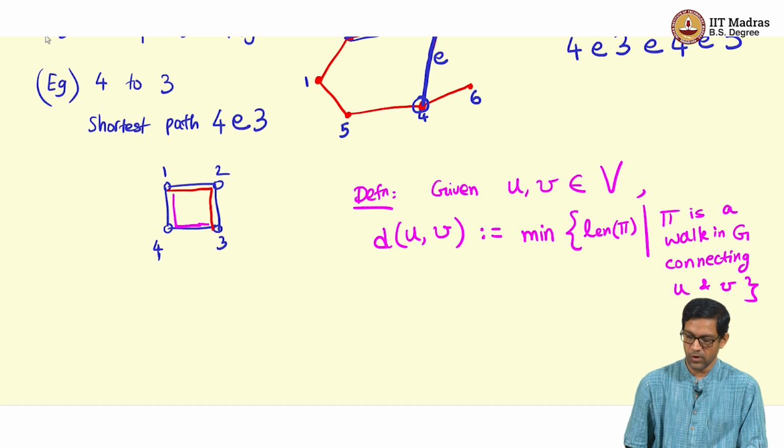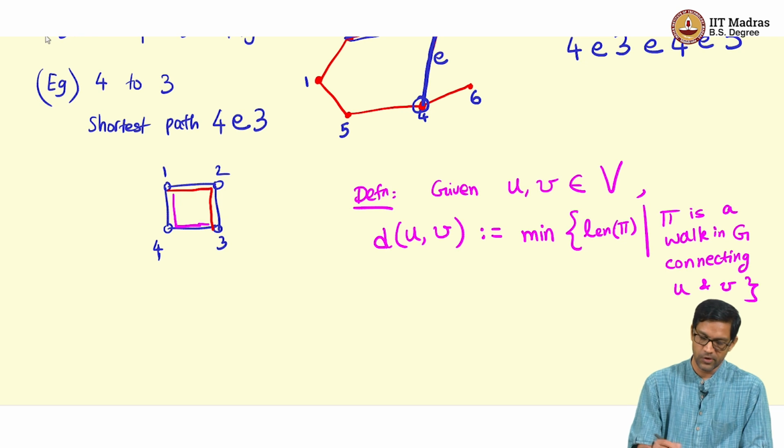Okay, so among all possible walks, you find what the lengths are and take the minimum of those lengths. That minimum is called the distance between u and v. Of course, this is only possible if you can find at least one walk which connects u and v. Sometimes that will not be possible.